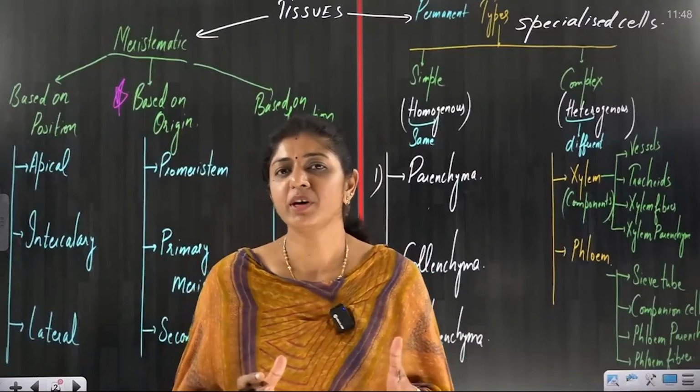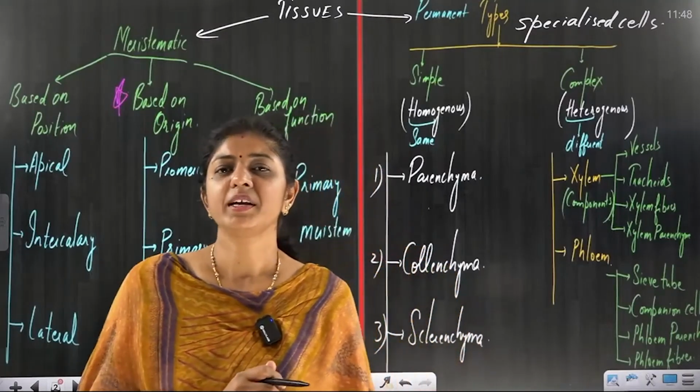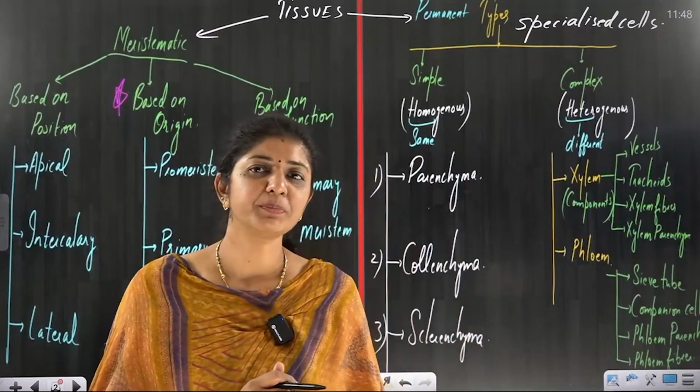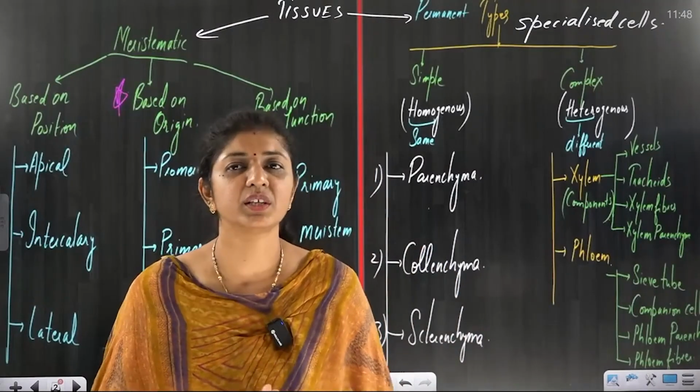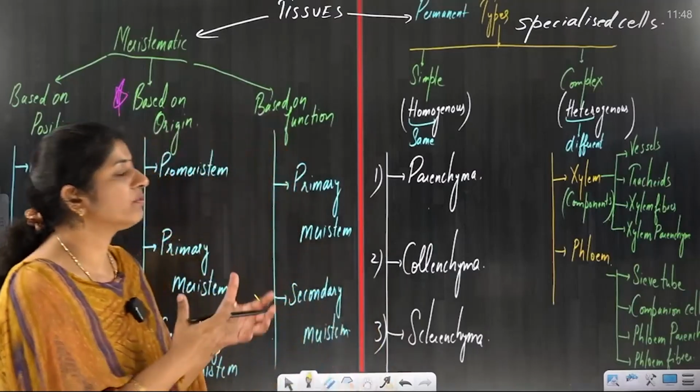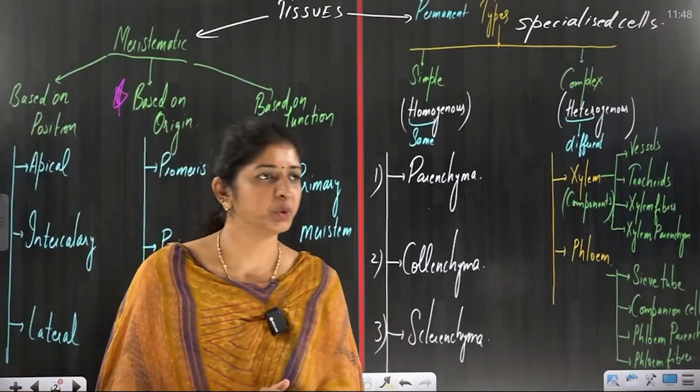The full body is not preparing food, right? So the green part is preparing that, and giving to which part? Non-green part means which fails to show photosynthesis, right? So this is the duty of this complex permanent tissue, right?